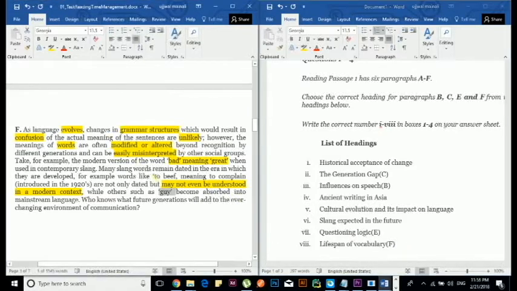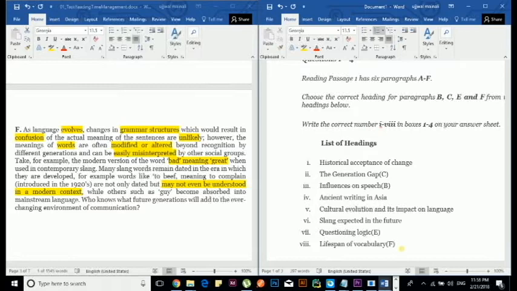Okay, it's definitely talking about the life expectancy of a vocabulary, because words such as to beef are already outdated and may not be understood in the modern context, whereas words such as guy are easily absorbed, are prominent within modern society and easily accepted by most people and are considered in the mainstream of a language. So it's talking about the life expectancy of a vocabulary.